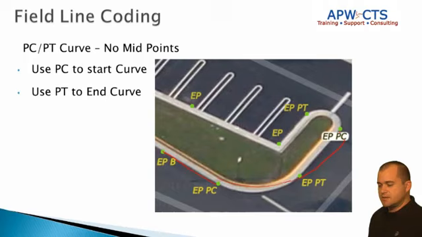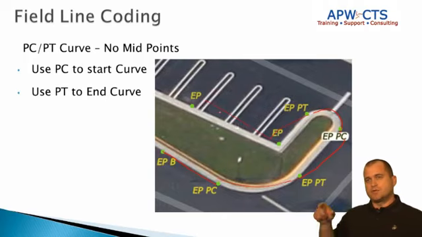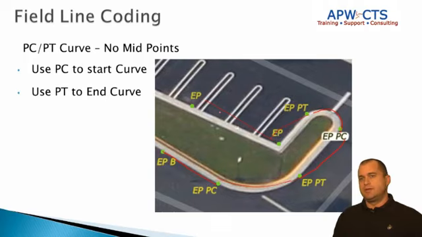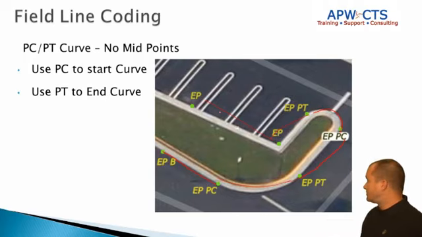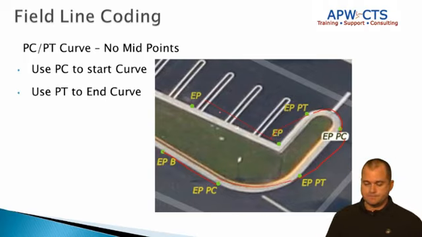So it'll actually come up to this next PC, and you can see I'm just going to do a PC PT on that one, and then back down to an edge of pavement and back over. So again, it's just showing you that you don't need a midpoint if you're using the PC and PT. Now keep in mind, you won't have an elevation point at the midpoint of that curve. All right, so something to consider.